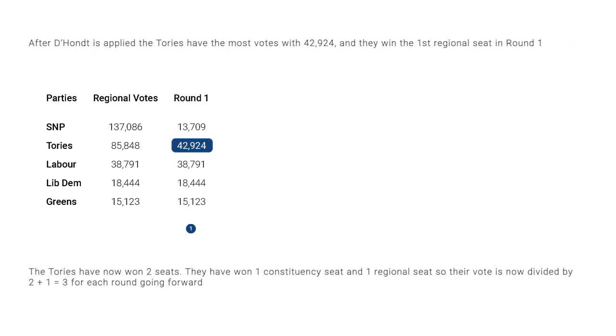After D'Hondt is applied, the Tories have the most votes with 42,924, and they win the first regional seat in round 1. The Tories have now won 2 seats. They have won 1 constituency seat and 1 regional seat, so their vote is now divided by 2 plus 1, making 3, for each round going forward.